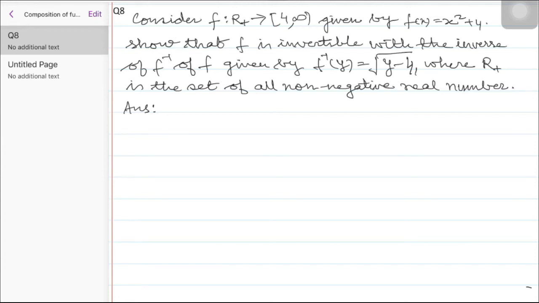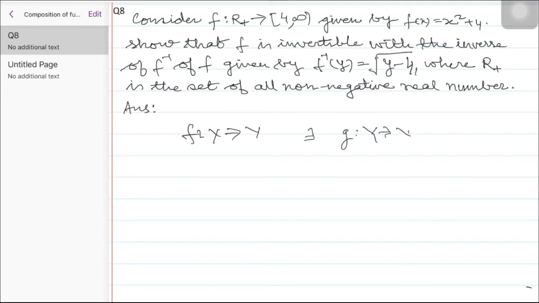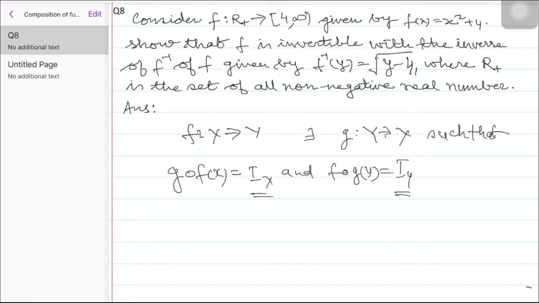पिछले वीडियो में हमने कंपोजिशन ऑफ फंक्शन और इन्वर्स ऑफ फंक्शन के बारे में पढ़ा था। जरा सा उसको रिवाइज कर लेते हैं। A function f from x to y is invertible if there exists a function g from y to x such that g o f of x is equal to ix and f o g of y is equal to iy, where ix and iy are the identity for x and y respectively, such that g is called the inverse of f and written as g is equal to f inverse. Using the same definition, we'll solve this question.